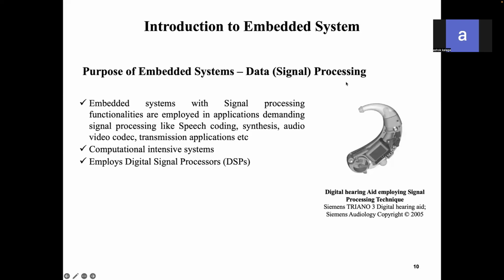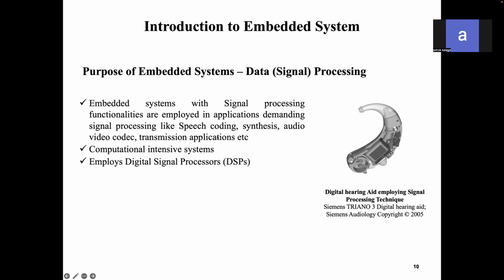Next one, data processing. Once the data is captured and stored in a place, we need to process the data. The embedded systems with signal processing functionalities are employed in applications demanding signal processing like speech coding, synthesis, audio, video codec, and transmission applications, like processing the audio, processing the video, and the transmission applications. Okay, so we can have the embedded systems with the signal processing functionalities, and the computational intensive systems.